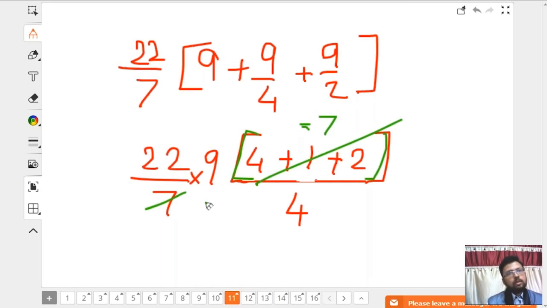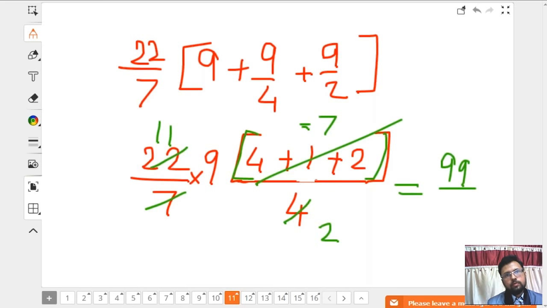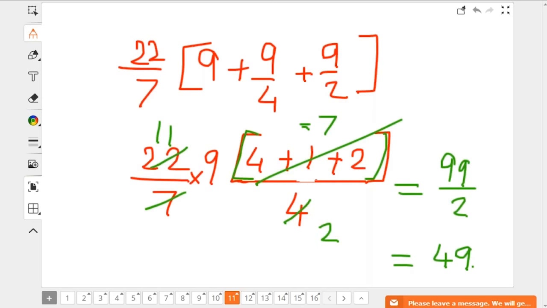Gone. We can cancel a 2 here. So our answer is 99 by 2, which is 49.5 square units. That is our answer. So the area of the shaded region, the orange region, is 49.5 square units.